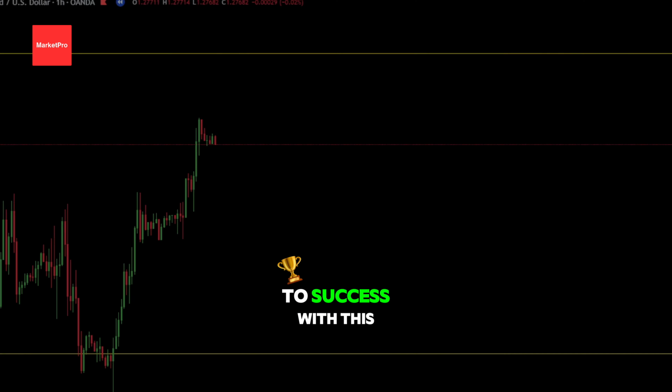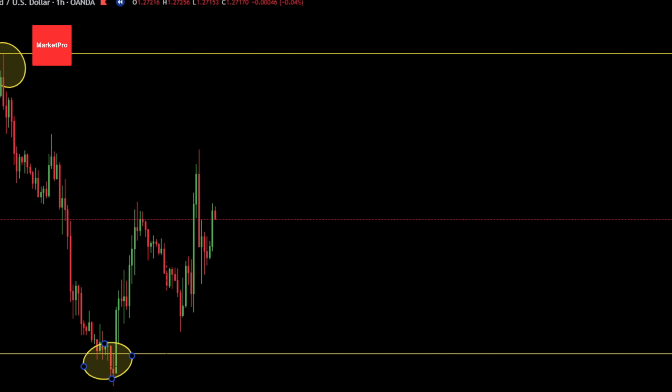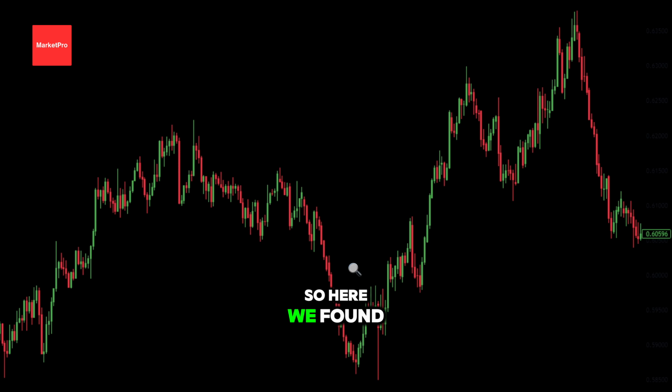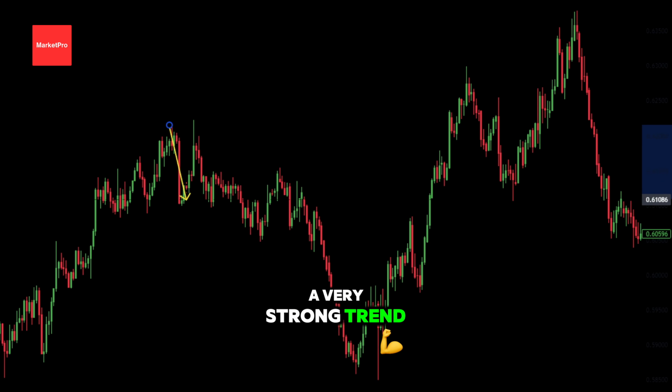Confluences are the key to success with this trading strategy. What I found works really well is pairing this with support and resistance, specifically retest. Here's what I mean. So here we found a very strong trend. We've identified the swing highs and lows. We get our Fibonacci tool and mark the high and the low.